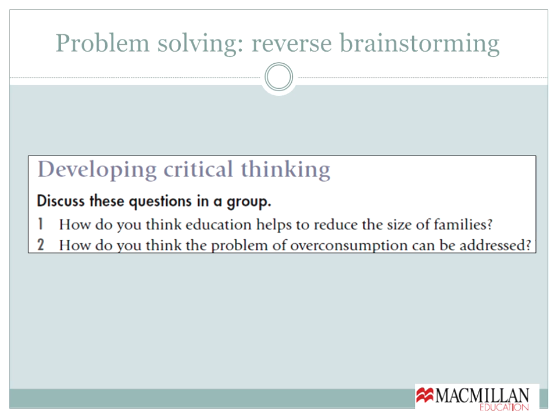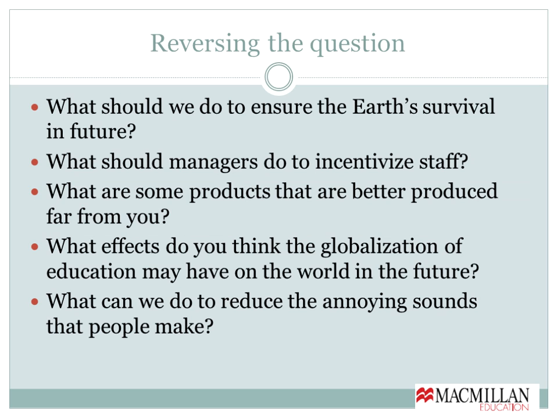So if we look at question 2, how do you think the problem of overconsumption can be addressed? If we reverse this question, then we'll get something like, what do you think the cause of overconsumption is? Now, I think it's much easier to think of the causes of overconsumption than it is to think about how to solve the problem of it. And so sometimes just by reversing the question, you can allow students to think in a slightly different way, and it really can help them. So getting them to play with the question can be useful.